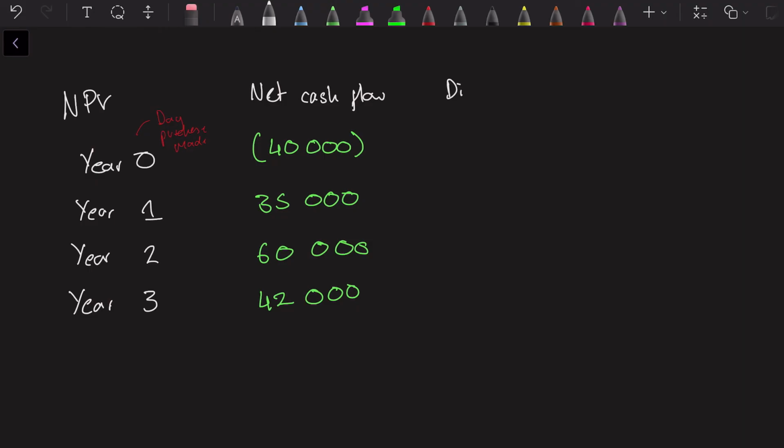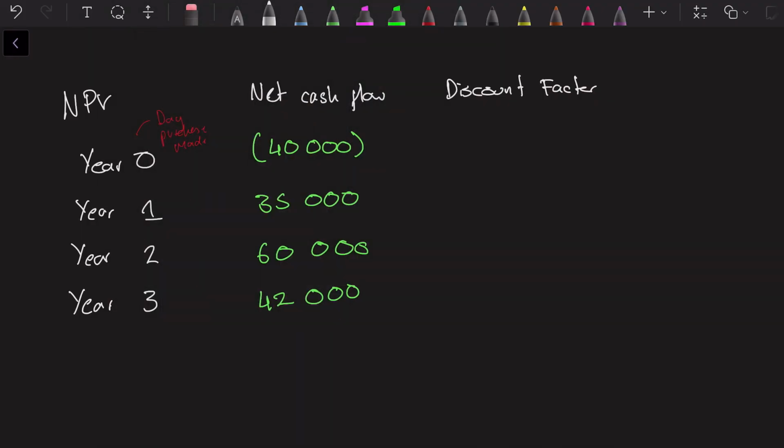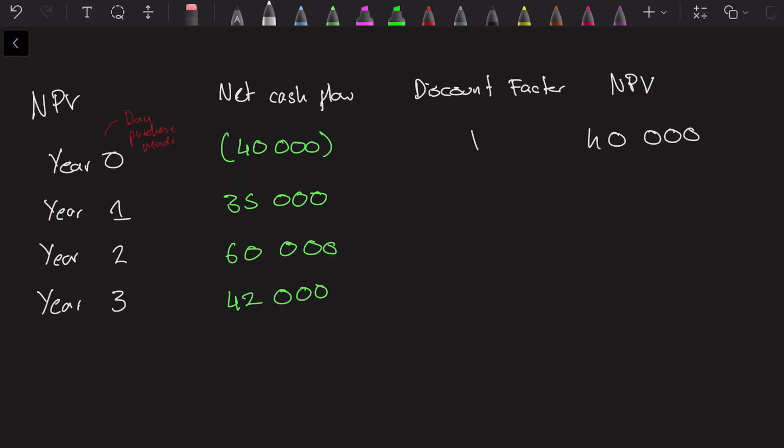Then you have discount factor. Okay, this will be given to you. The discount factors will be given to you, and you construct this table. Discount factor is what the money would be worth if that money were right now, today. So obviously at the day of the purchase, $40,000 is $40,000. Okay, so that's just one. And net present value would still be $40,000. $40,000 today is $40,000 today. There's no question about that.